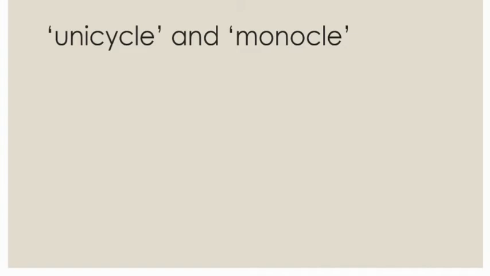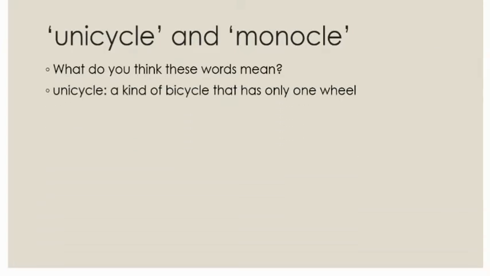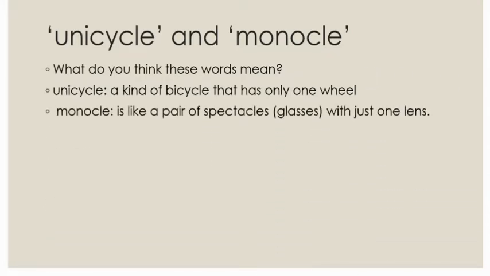Let's look at these two words now, unicycle and monocle. What do you think these words mean? Unicycle is a kind of bicycle that has only one wheel. You've probably seen it before on TV or if you're lucky enough in real life. And a monocle is a pair of spectacles or glasses that only have one lens, just like the guy on the Monopoly box. He wears a monocle.